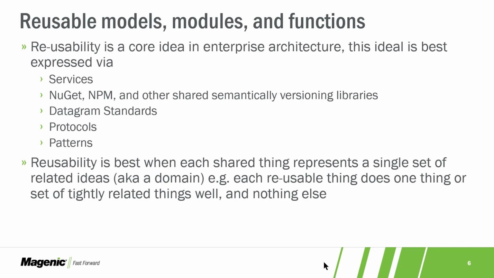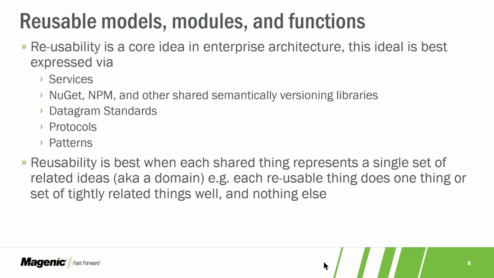In .NET and C#, I love the Newtonsoft JSON libraries. And so I count on them. I depend on them. And I've come to trust them. And so I'm going to get my reusability in terms of modules and functions, because I'm going to consume NuGet packages in my case, or NPM packages if I'm doing Node, that I trust. Web services are another way of getting reusable modules and functions.